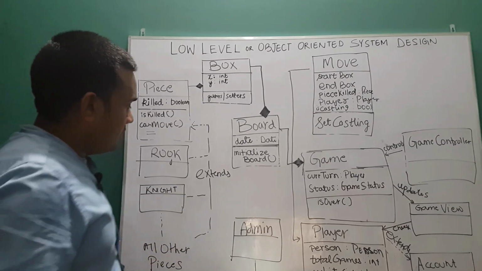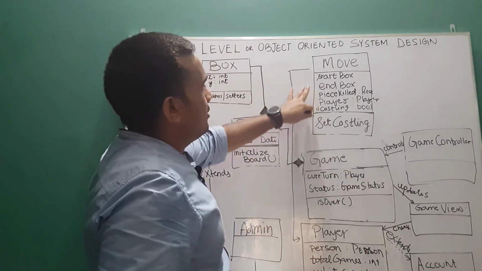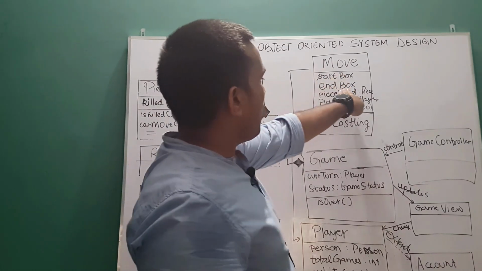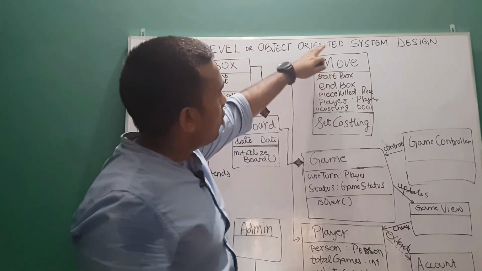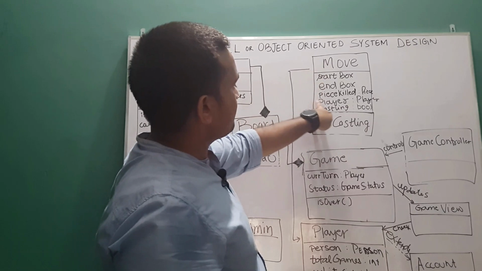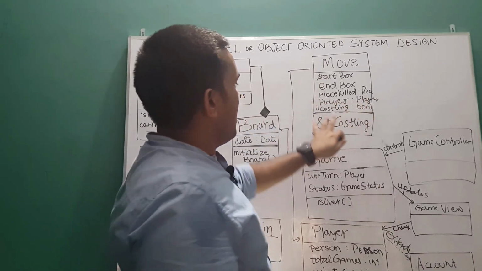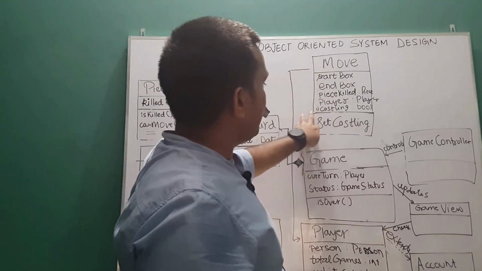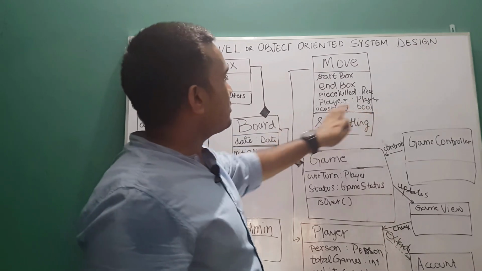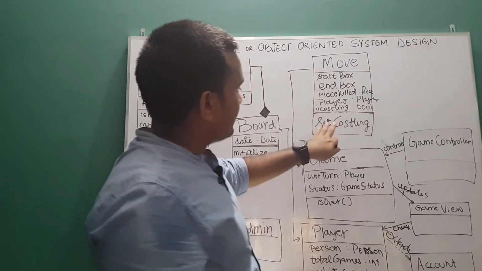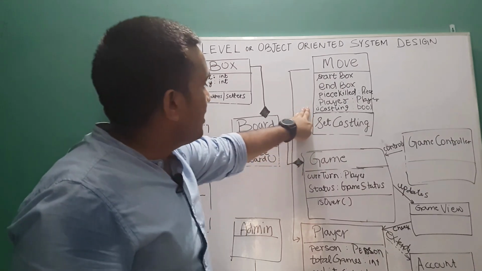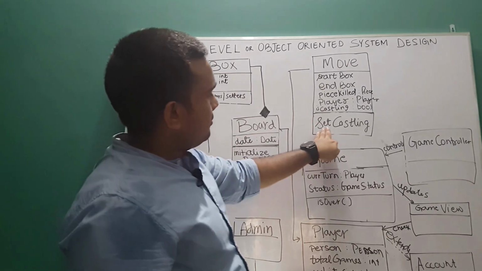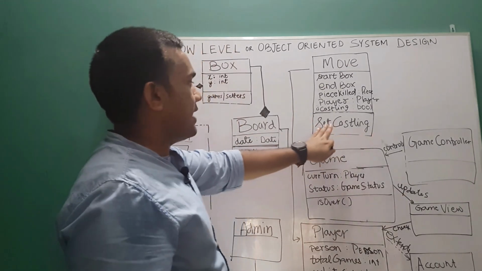Similarly there will be a move class. The move class will have the start box, the end box, whether a piece was killed on that particular move, and which player has made the move. So the player will have a player kind, and there is a special kind of move called castling. You have to have a property that says that particular move is a castling, because that is important: every player can do the castling only once, and that too only if they have not moved the rook and the king they are castling with. Then there will be a method which will set that castling has happened.